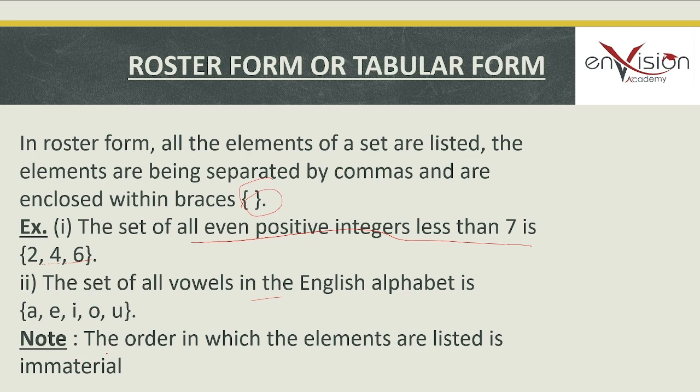And one important thing you have to mention is that the order in which the elements are listed is immaterial. Meaning in roster form, it doesn't matter which order you are following. You can write this as 4, 6, 2 also. It doesn't matter because the elements are going to be the same. The set is going to be the same.